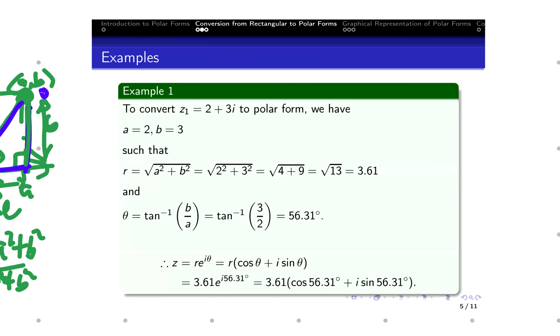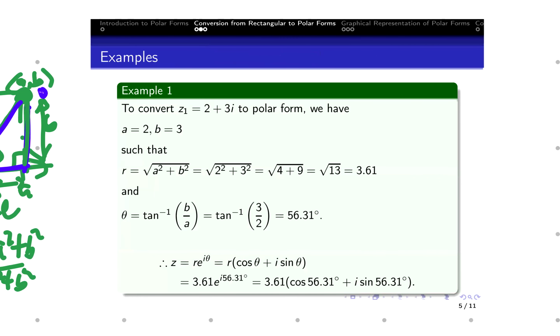Here you want to convert from rectangular form to polar form, right? So you want to convert Z1 equals 2 plus 3i. This same Z we'll be using from the very first video, I believe. So Z1 equals 2 plus 3i to polar form. In that case, your A is 2, the real part, and B is 3, the imaginary part. To get the magnitude R, it is simply the square root of A squared plus B squared. A is 2, so you have 2 squared plus 3 squared. 2 squared is 4, 3 squared is 9, so 4 plus 9 is 13. So your magnitude is square root of 13, and in decimal form, it's 3.61.